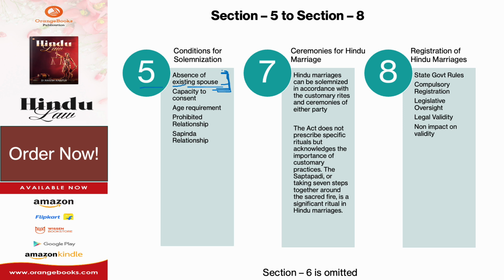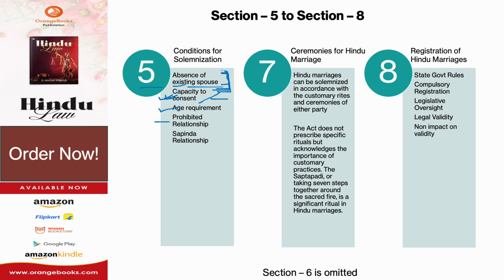That's the first condition. The second is capacity to consent, which you might have already read in the Contract Act. They should be of sound mind. They should not be a lunatic. All those things, they should have the capacity to contract. And there is an age requirement. For girls, it is 18 years, and for boys, it is 21 years for marriage.